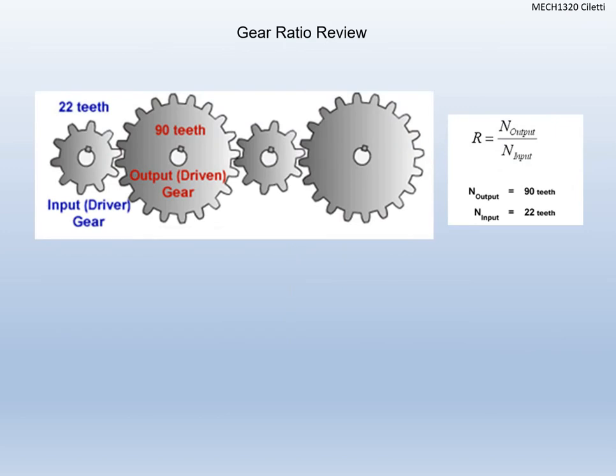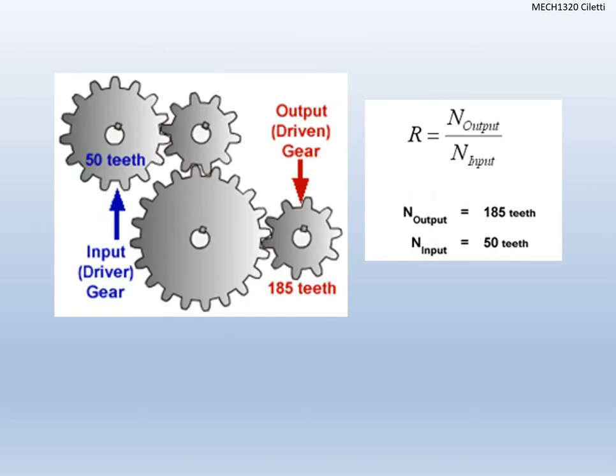So let's take a look at this system here. We have an input with 22 teeth, and then we have an output, our driven gear. If we break this down step by step, this is just a basic ratio. We're just reviewing ratios. 90/22, it's 4.09. So that would be our ratio, and we're going to use that ratio to calculate speed and torque in systems.